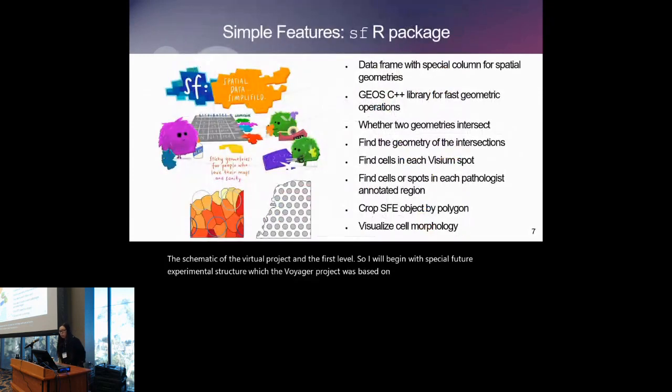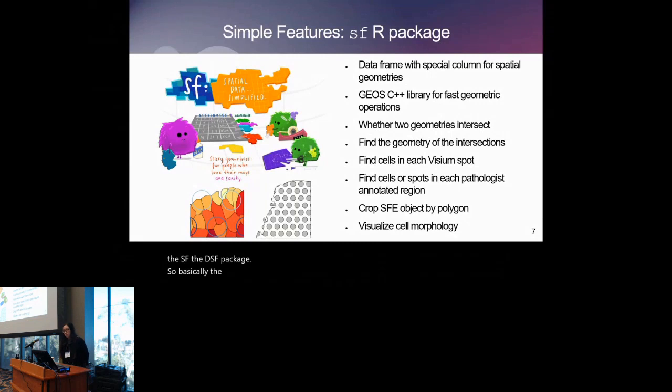The heart of spatial feature experiment is simple features, which is a well-established and standard way to represent vector geometry data in geography. And in R, it can be accessed with the SF package. So basically, the geometries in our field can be the cell segmentation or nucleus segmentation polygons, and they are described with the coordinates of the vertices, or we can also have coordinates of cell centroids or transcript spots from smFISH. Behind SF, we have the GEOS C++ library for geometric operations.